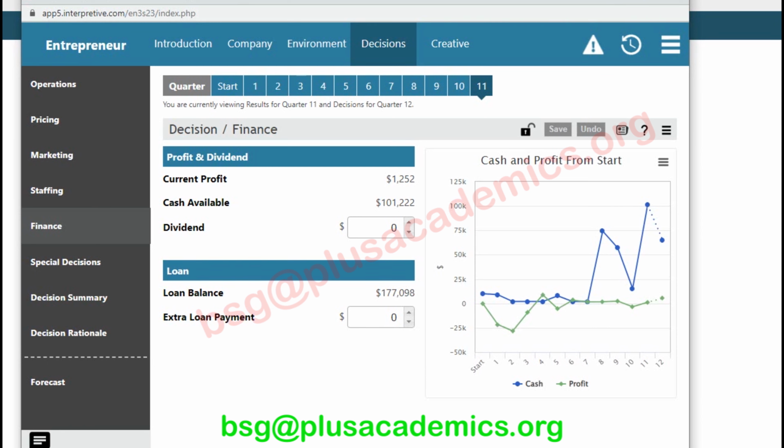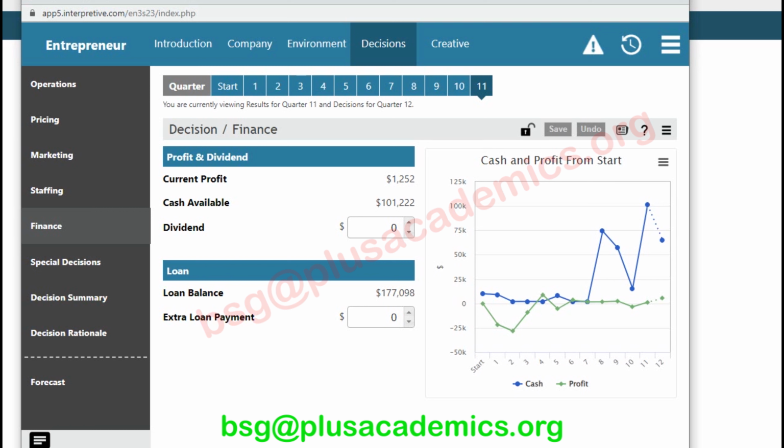We are not offering any dividend, because a profit of about 1252 is very low. Unless we grow our profit, we are going to consider that extra loan repayment. We are not paying any loan now, but when we grow our profit, maybe in the next 2 quarters, we are going to consider paying back some loans.